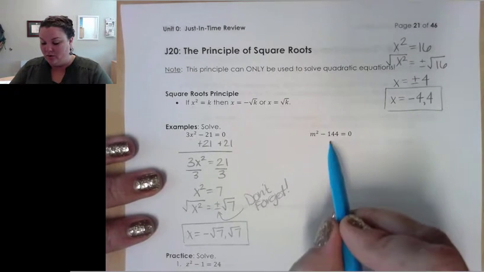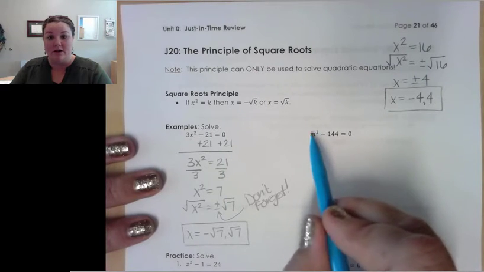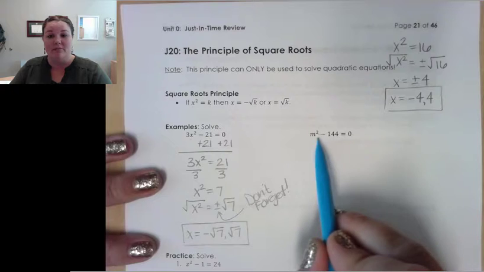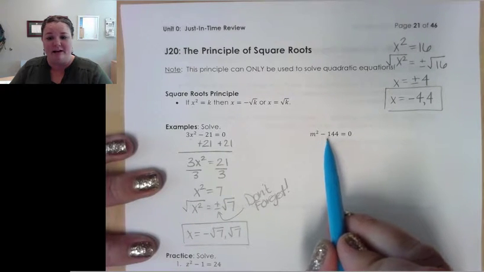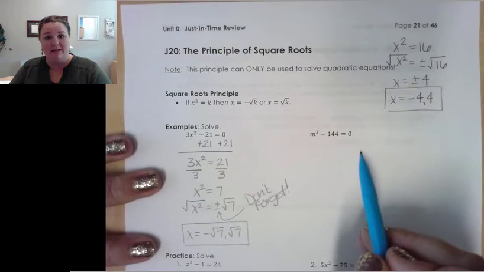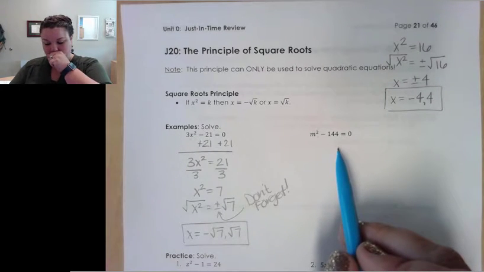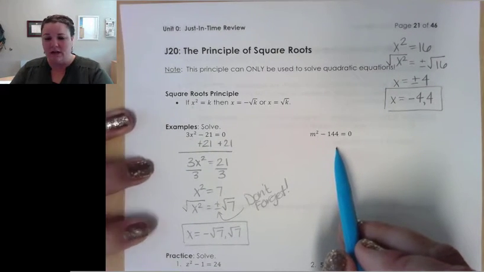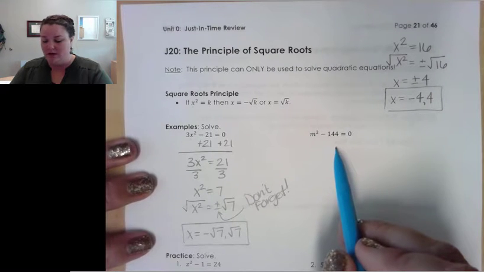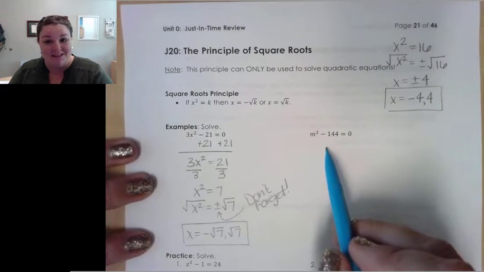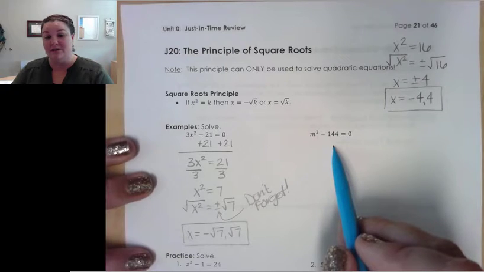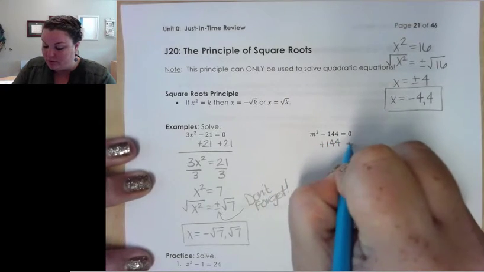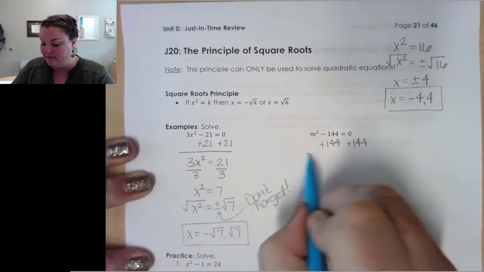Same idea. We're going to isolate the squared term. And actually, if you notice, this is something we could solve by doing a difference of squares. We could factor this into m plus 12, m minus 12. So whichever solving strategy works for you, I'm totally fine with you doing that in your homework. But just for the purpose of this section, I'm going to go ahead and solve it using the square root method. So we're going to move our 144 to the other side by adding.